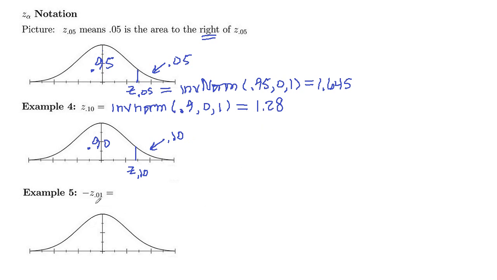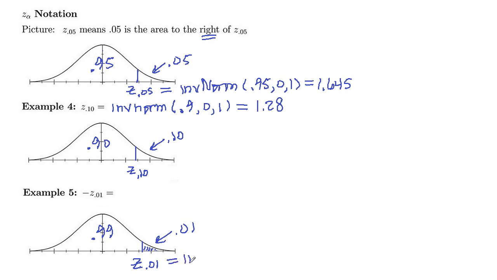And then here negative z.01, so that's the negative of the z value. So we'll find positive z.01. So it's over here on the right-hand side. 1% of the area to the right here means 99% to the left. So z.01 is in the 99th percentile.